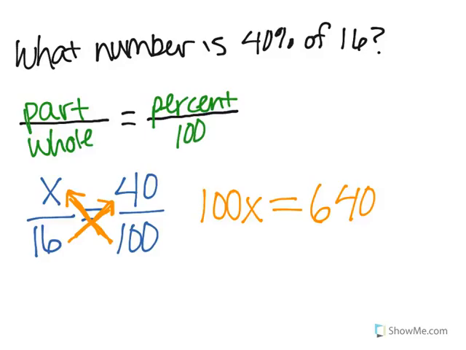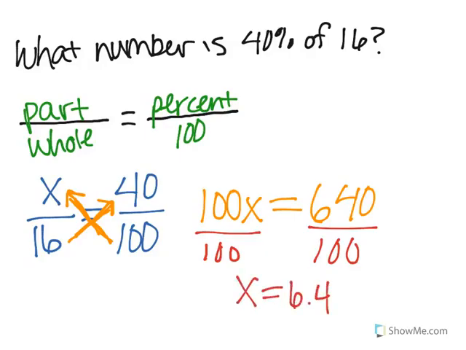Now this becomes a basic algebra problem. We have to solve for x. So what we're going to do here is we're going to go ahead and divide by 100, which means that x is 6.4. So this tells us that 6.4 is 40% of 16.